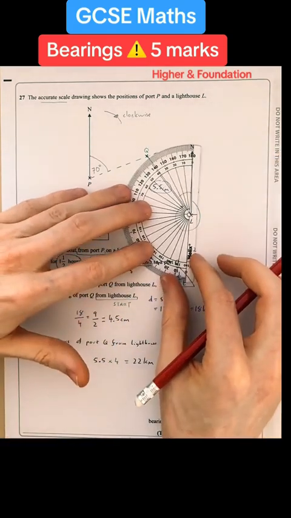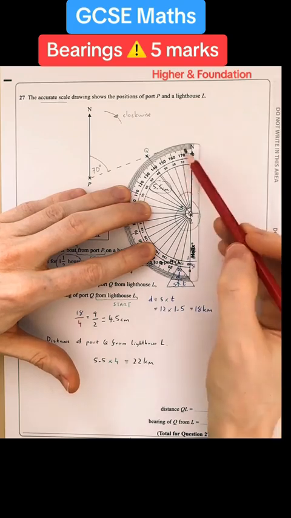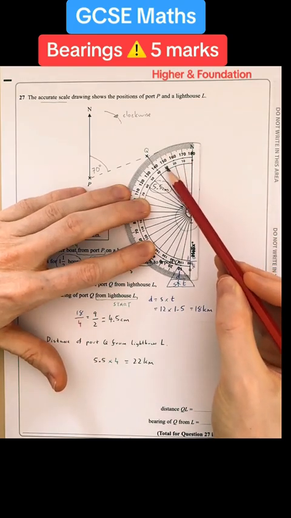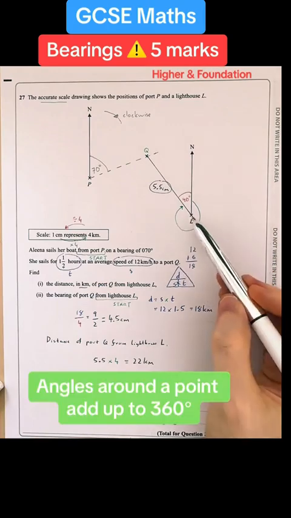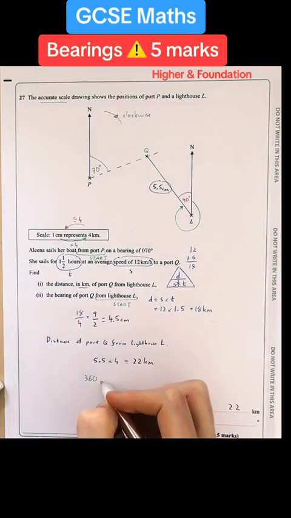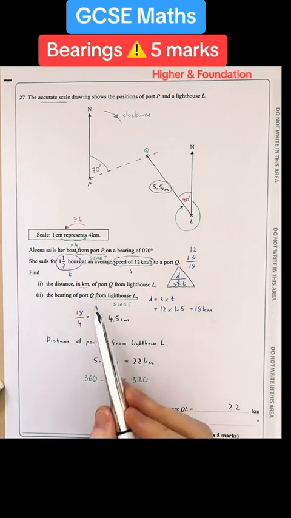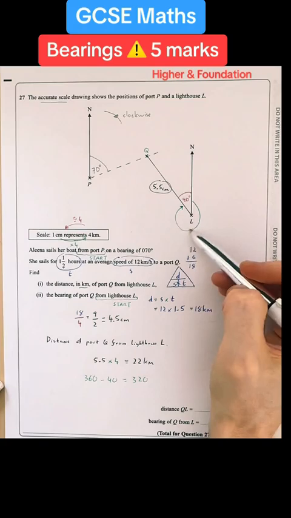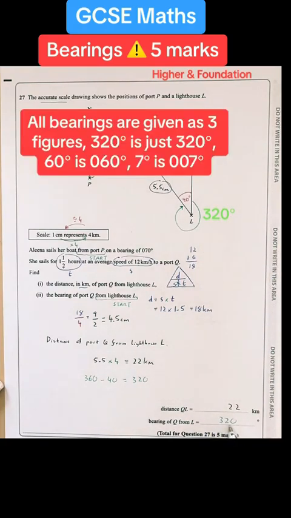So placing the centre of our protractor on L, our lighthouse, and lining up on 0, the angle is 10, 20, 30, 40 degrees. And as we want the angle in green, we know angles around a point always add up to 360 degrees. So hence I'm going to do 360 subtract 40, which gives us 320. So the bearing of Port Q from lighthouse L, this bearing here, is 320 degrees. A reminder, bearings are always given as 3 figures.